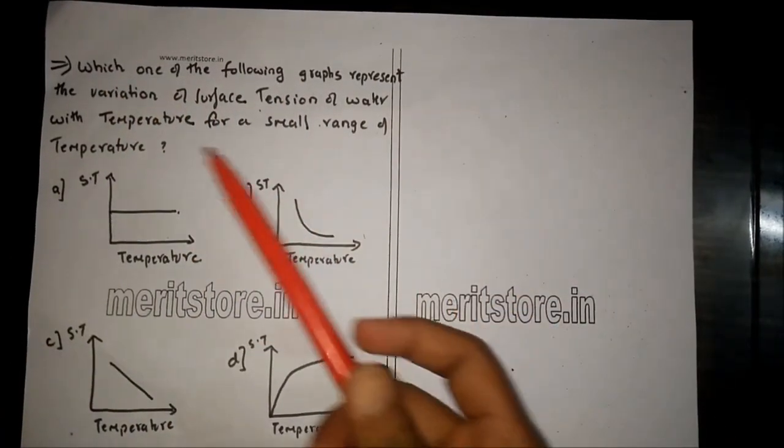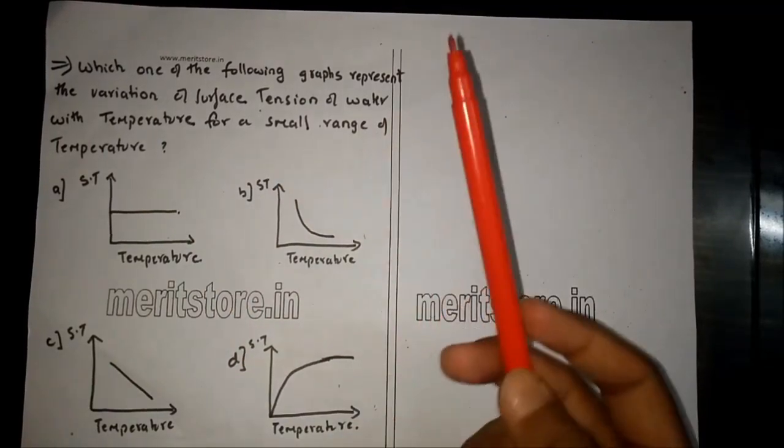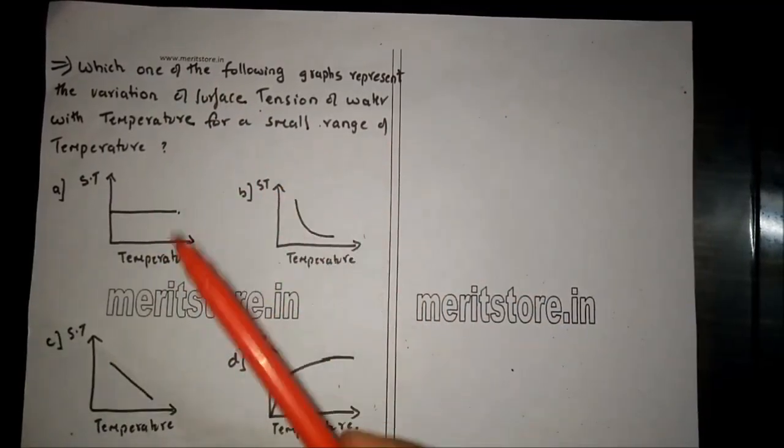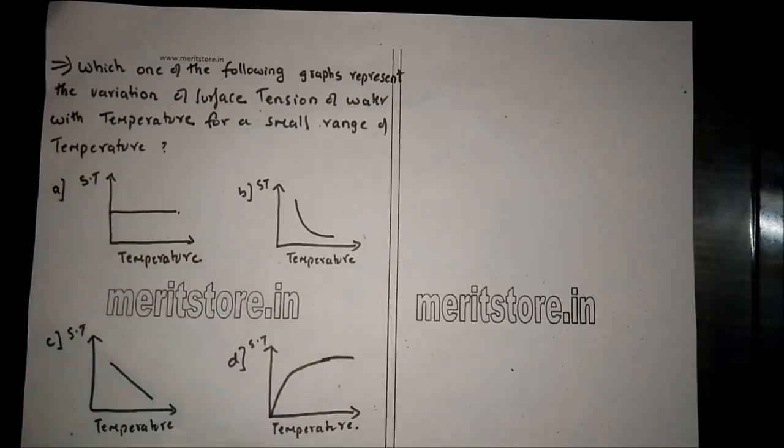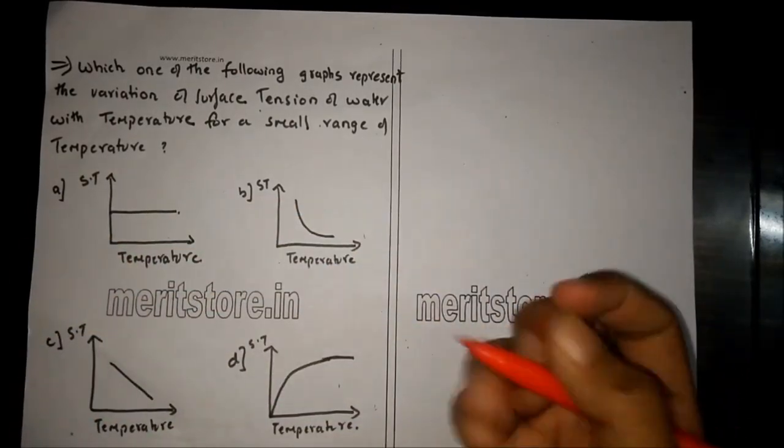Which of the following graphs represents the variation of surface tension of water with temperature for a small range of temperatures? Here are the different graphs. Now, which one of them may be correct?